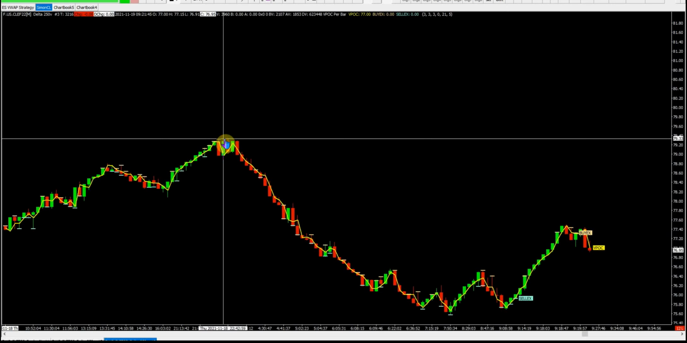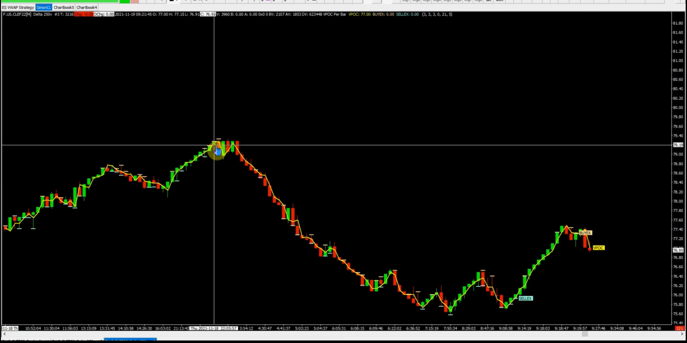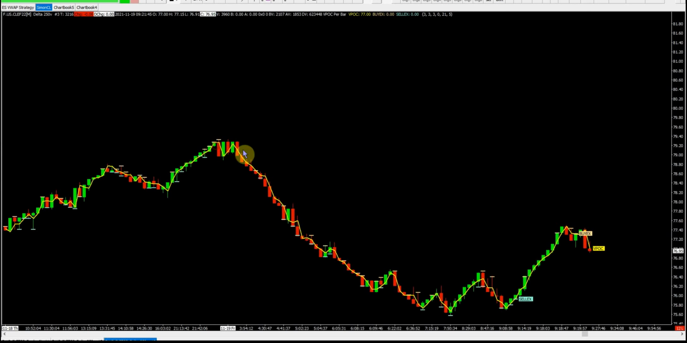Well, are you going to trade off this one? Are you going to trade off one indicator? Well, maybe so, maybe not. I'll tell you that the strat, which I like to trade, the strat had an entry right there at 79.19. Well, let's put something else on here.